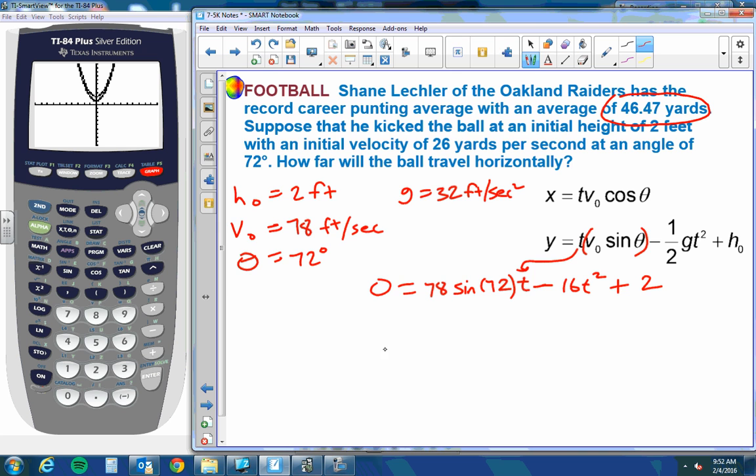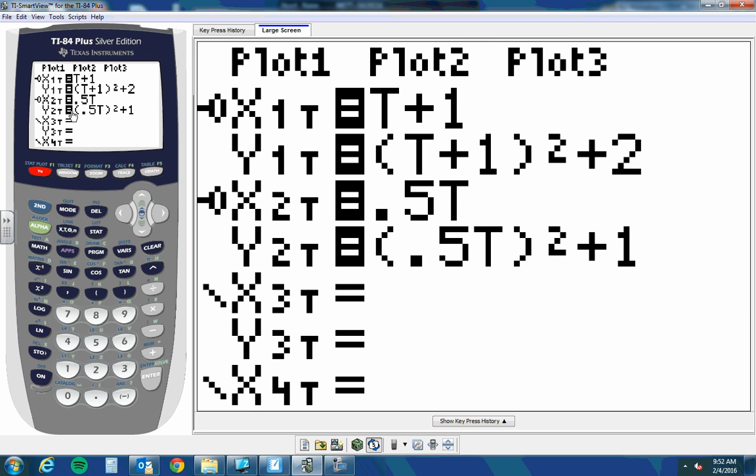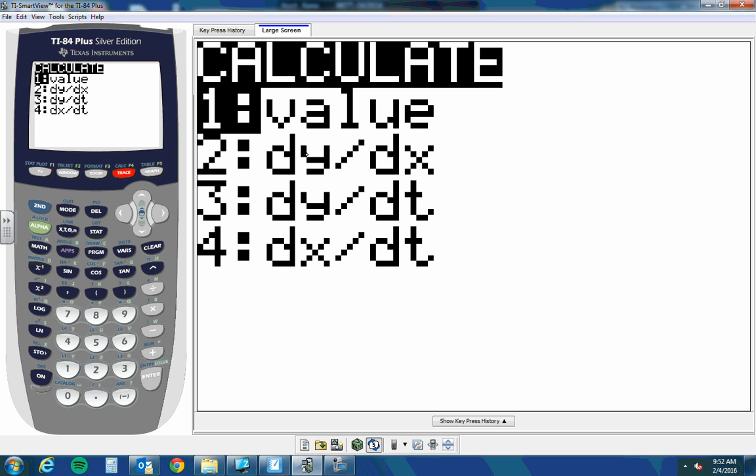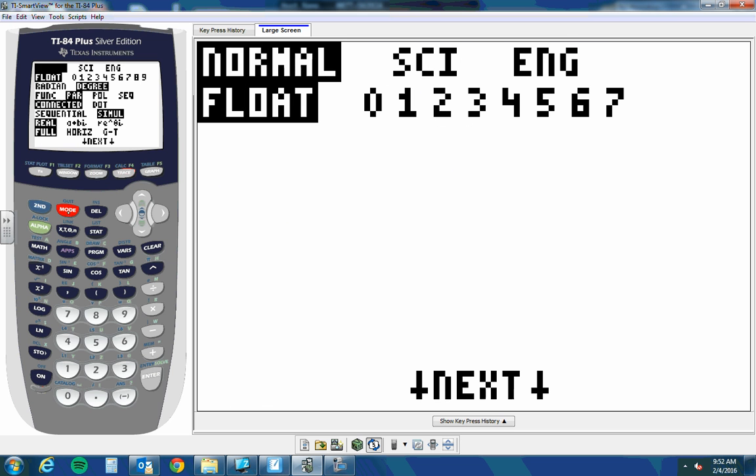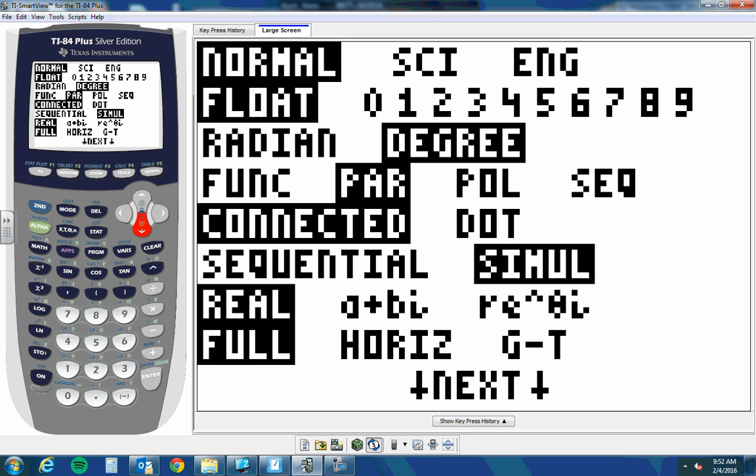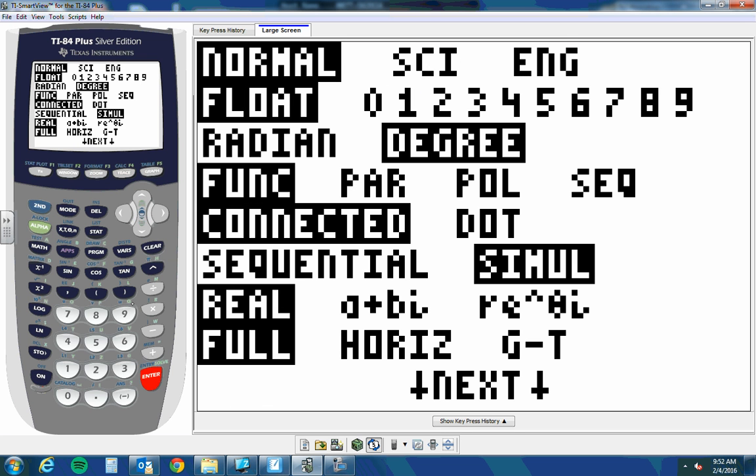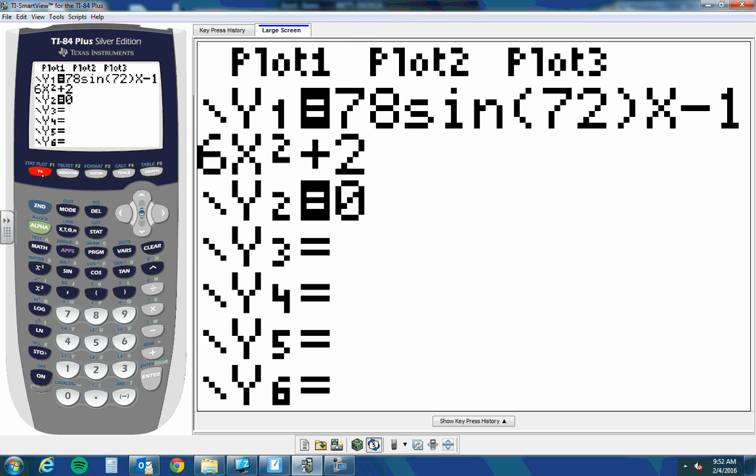Now, here's the deal. Watch this. You don't do anything on your calculator yet. We were in parametric mode. We want to go to the calc menu. You do second trace, second calc. These are the things you can calculate when you're in parametric mode. Not helpful for what we're trying to do. So what I need you to do is go back to function mode and type in your equation into y1.